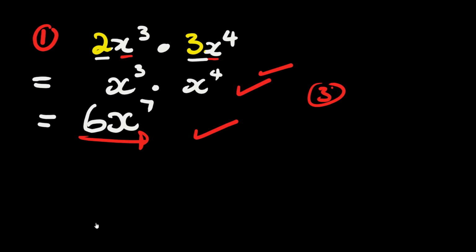Let's move to our second question. Second question: a b to the power 2, multiplied by a to the power 3 and b to the power 4. How best can you approach this one? You can pause and try it. So which law can best solve this question? Law number 1 can best solve this question.